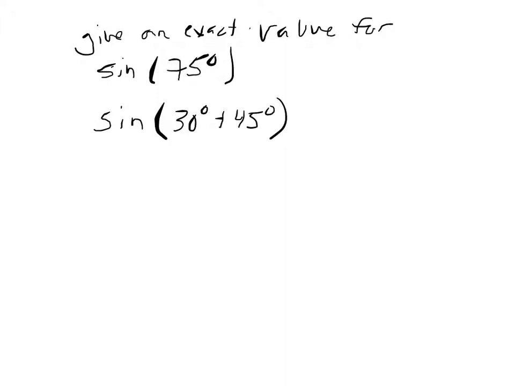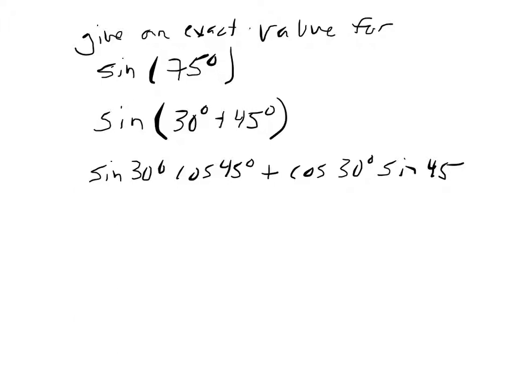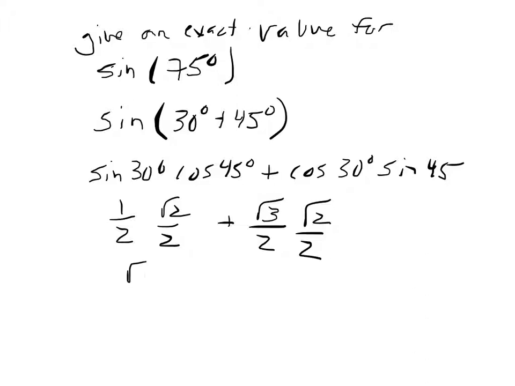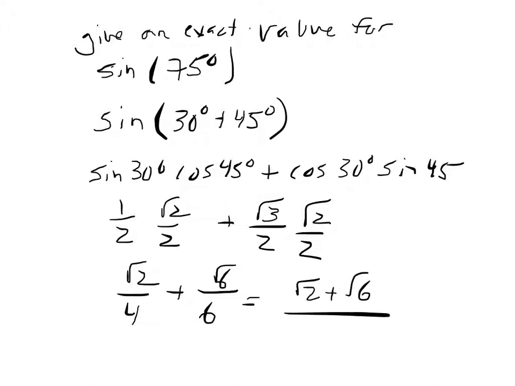And I know then that I can use the sine of the sum of two angles to rewrite this as sine of 30 cosine of 45 plus cosine of 30 sine of 45. Sine of 30 is 1/2. Cosine of 45 is root 2 over 2, plus cosine of 30 is root 3 over 2, and sine of 45 is root 2 over 2. Simplify: root 2 over 4 plus root 6 over 4. Simplify: root 2 plus root 6 over, whoops, that should be a 4 there, sorry, over 4.